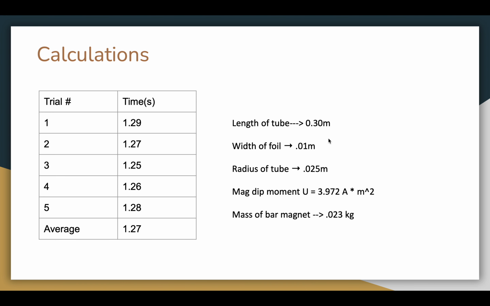After recording and averaging the times for 5 trials, I determined the average time it took for the magnet to fall through the tube to be 1.27 seconds. Here's some additional data on the length and radius of the tube, the width of the foil, and the magnetic dipole moment U calculation from Lab 3. Lastly, I have the mass of the bar magnet.